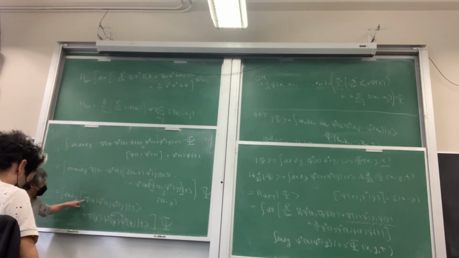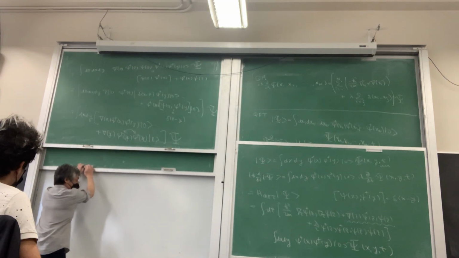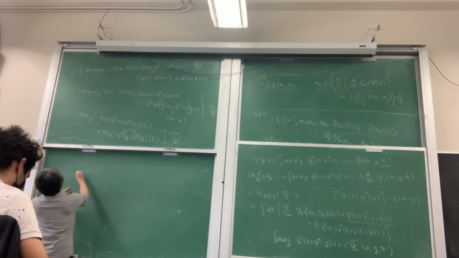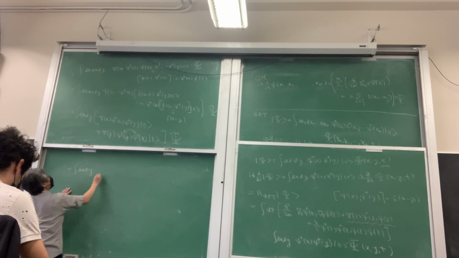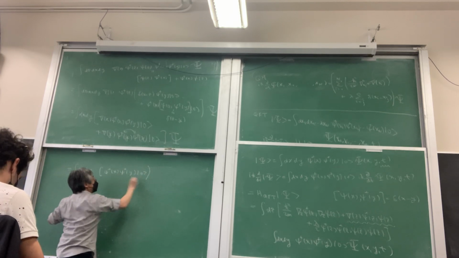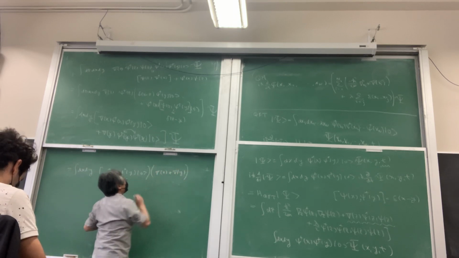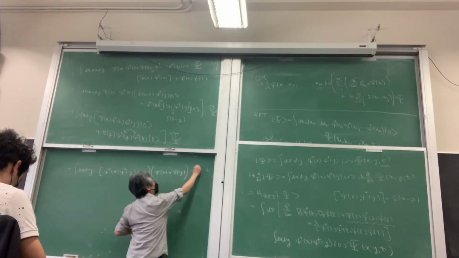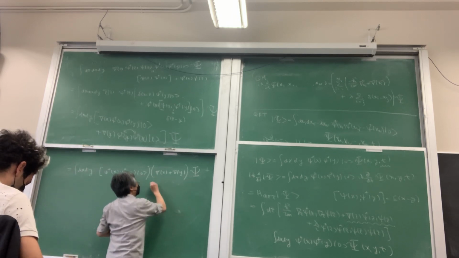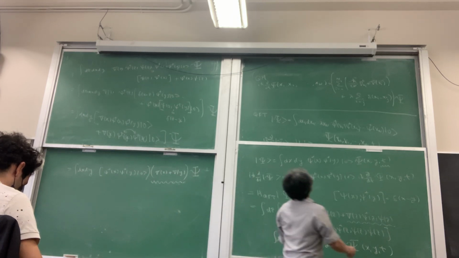The only difference between them is whether it's multiplied by V of X or V of Y. I move V of X and V of Y to this side, together with this function capital Psi. So what I've gotten in the end is that this capital Psi is now multiplied by V of X plus V of Y. And that's exactly what we wanted.